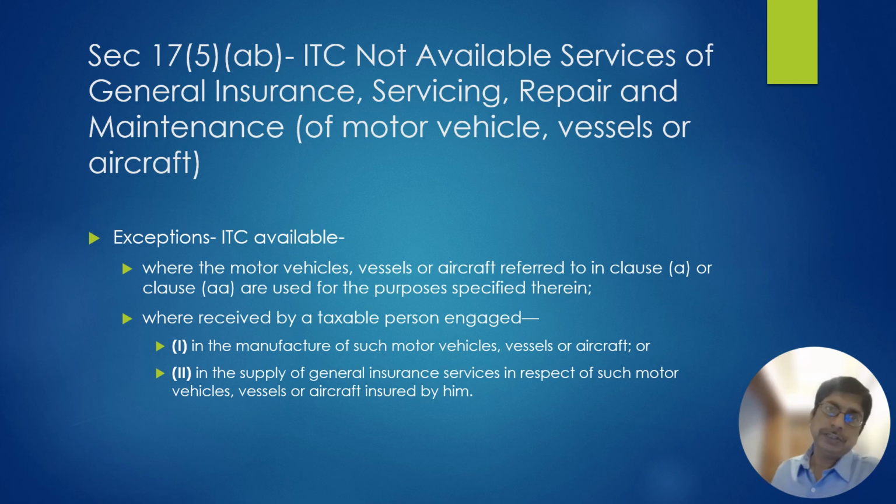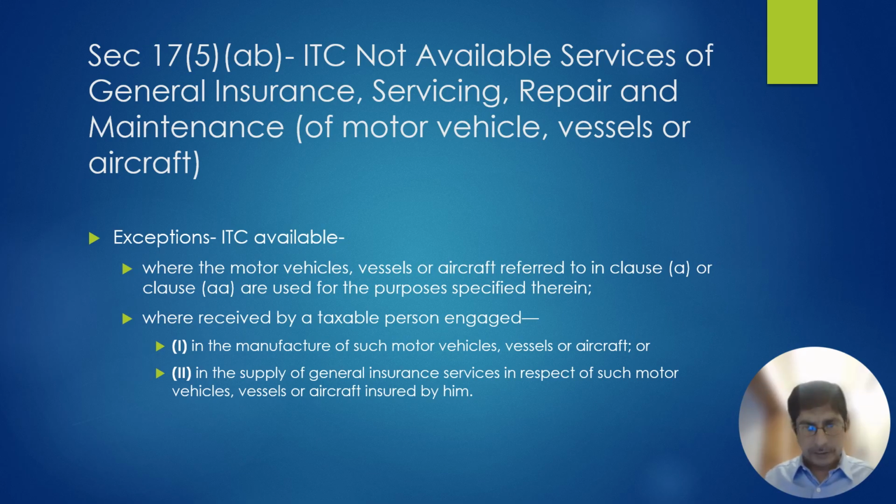Next clause, section 17(5)(ab). What are the three things covered in this section? General insurance, servicing, repair, and maintenance of motor vehicle, vessel or aircraft. The GST credit is not available.